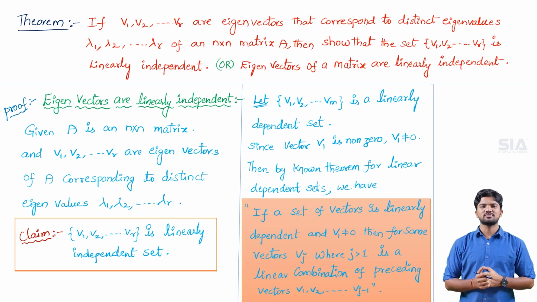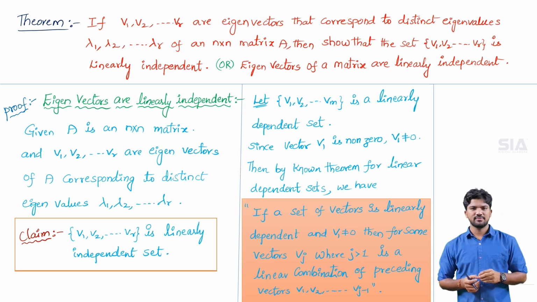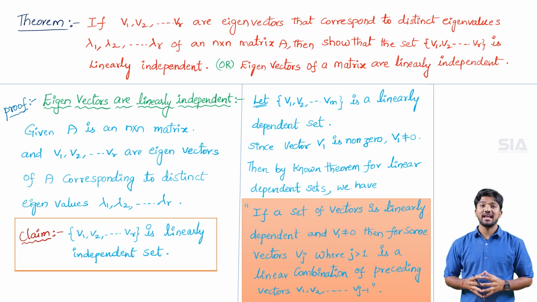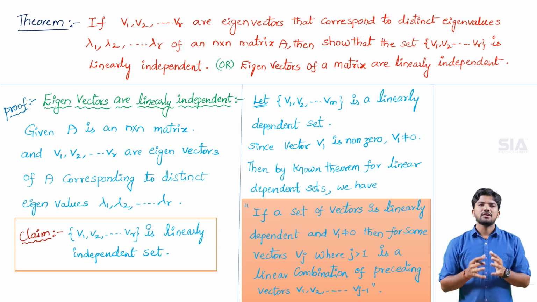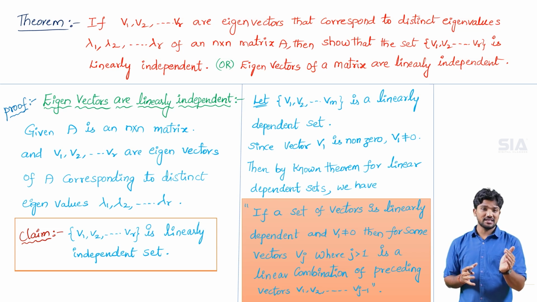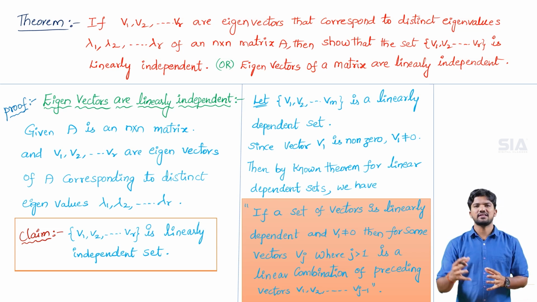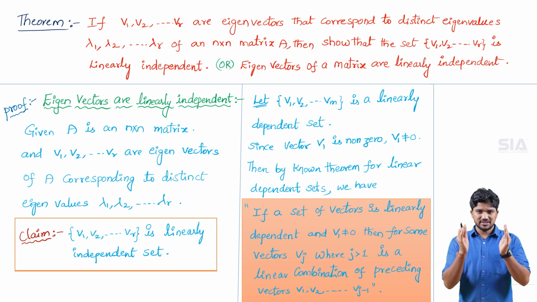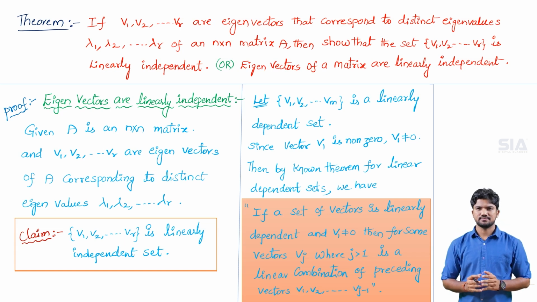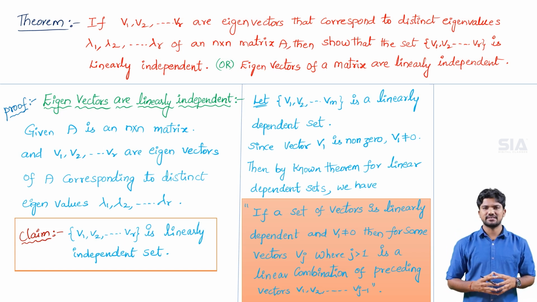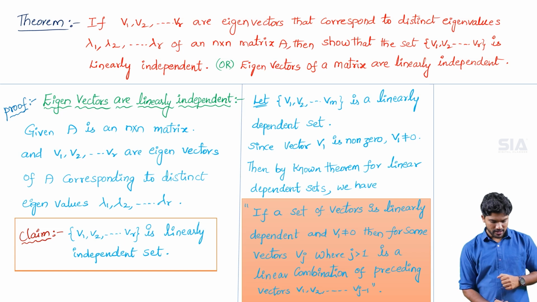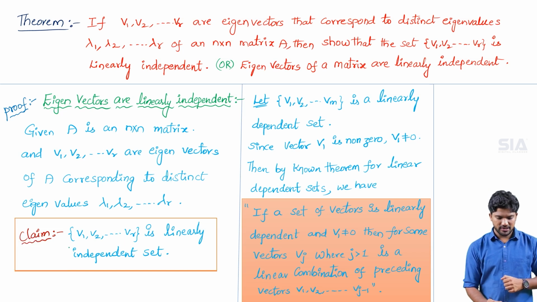Now in this lecture, we are going to discuss one of the important theorems: eigenvectors are linearly independent vectors. Whenever, for a given rectangular or square matrix, you find the eigenvectors based on the eigenvalues, the set of all eigenvectors is a linearly independent set. That is the theorem. First of all, observe the statement of this theorem.